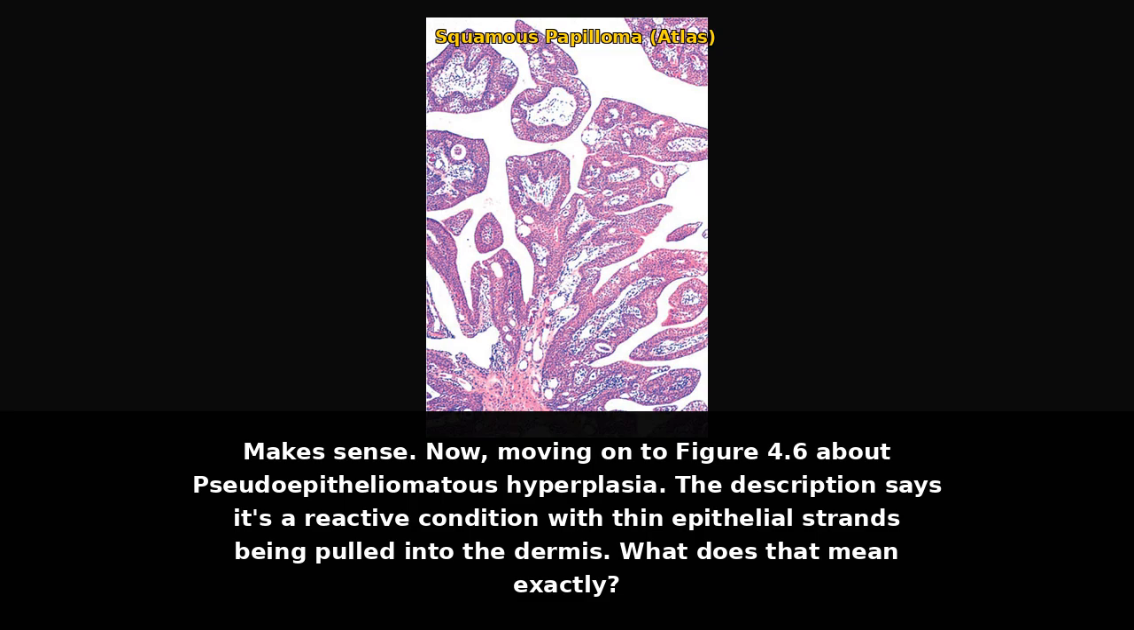Makes sense. Now moving on to figure 4.6 about pseudoepitheliomatous hyperplasia. Because the description says it's a reactive condition with thin epithelial strands being pulled into the dermis. What does that mean exactly?